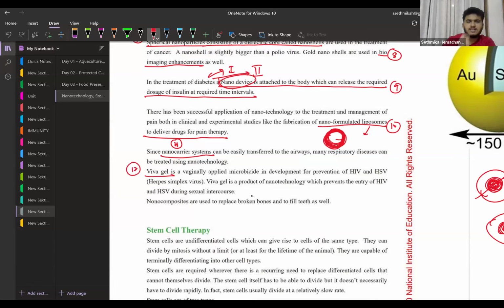Then Viva gel is the last one, I think. So Viva gel is a vaginally applied microbicide, right? So it's a microbicide which prevents the infection of HIV and HSV. HSV is herpes simplex virus. So remember the mnemonic. HSV, herpes simplex virus.